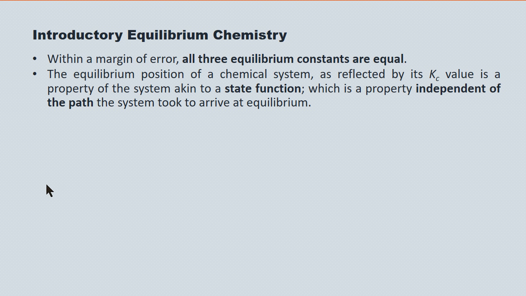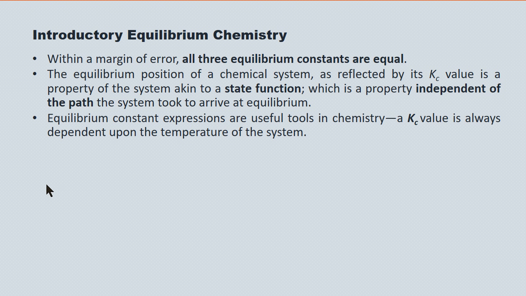Which raises a very important point about Kc value and the equilibrium position of a chemical system. It's akin to a state function. It's completely independent of the path the system took to arrive at the equilibrium. Keep in mind these three chemical systems started with very different mixtures. In one case, we had nothing but hydrogen and iodine gases. In the third trial, we had nothing but the hydrogen iodide product. And yet they both arrived at the same Kc. They both arrived with the same mixture of concentrations of species. And because of this, Kc values are useful to us in chemistry.